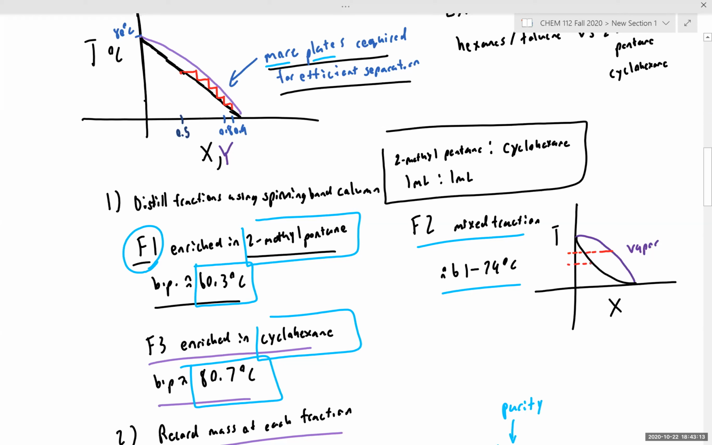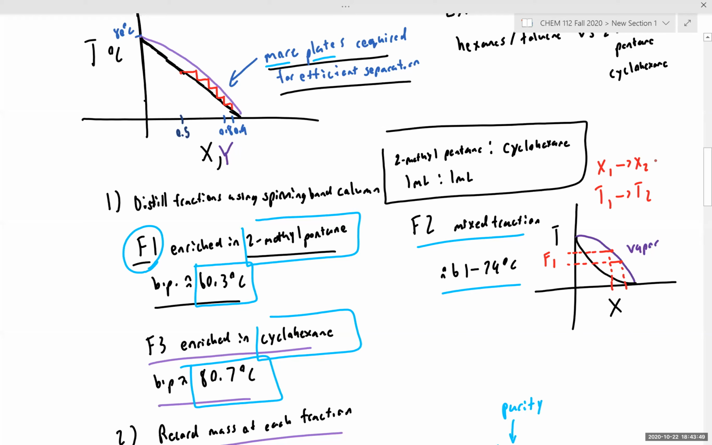So what we're doing is taking a fraction, for example, fraction 1, over a given temperature range, and in turn, our fraction 1 will have a small sliver of different compositions based on the temperature range that you collect your fraction. So for example, you collect over a temperature range T1 to T2, and in turn, your vapor and your collected distillate has a composition X1 to X2.